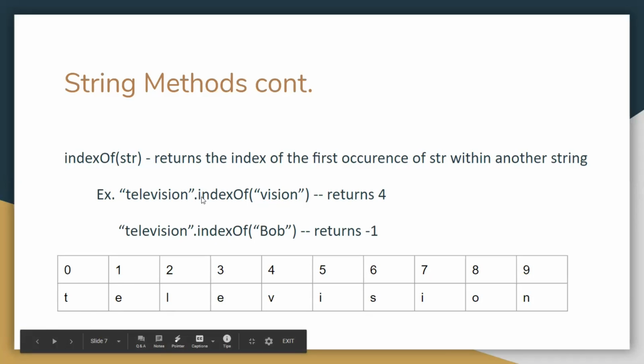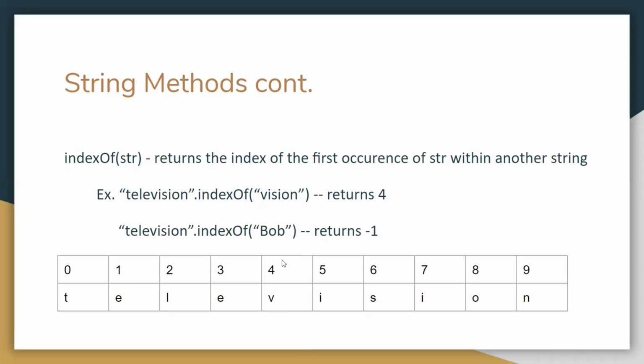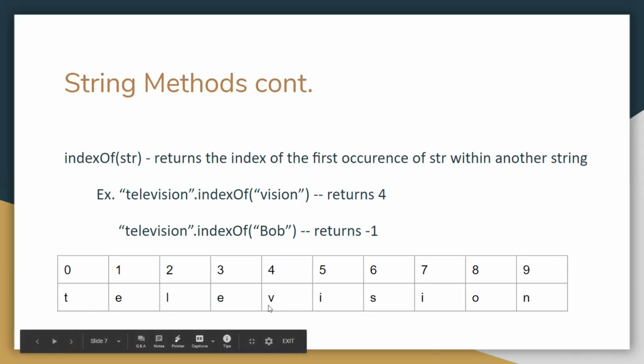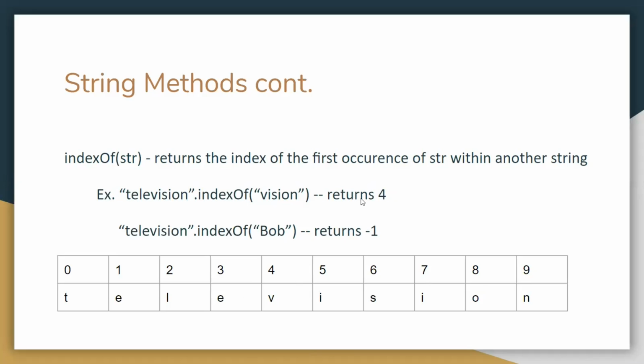What indexOf basically does is return the index of the first letter of "vision" within "television". We see that "vision" exists within "television", and the first value that is shared between the both is v, and the index of v is 4, so it would return 4 as I said here.